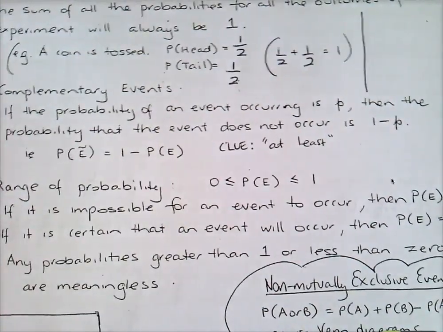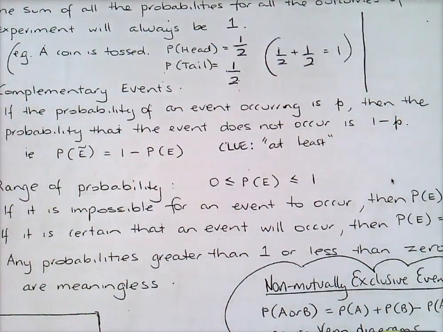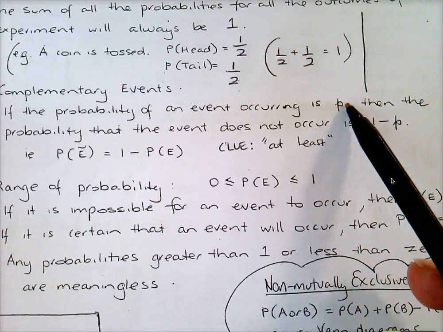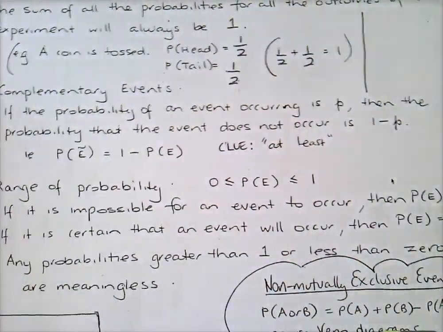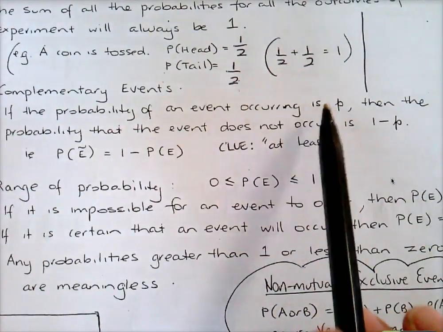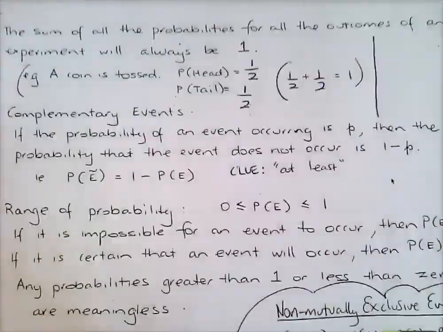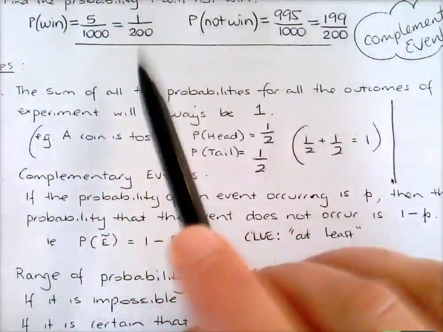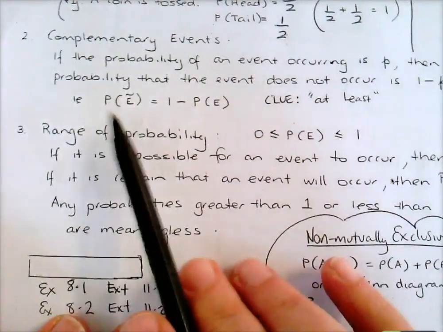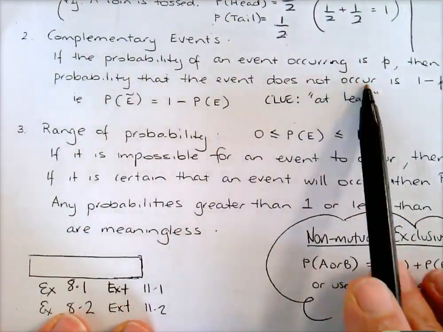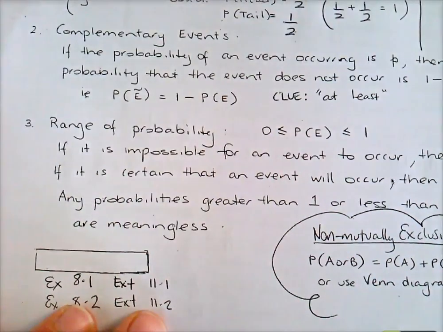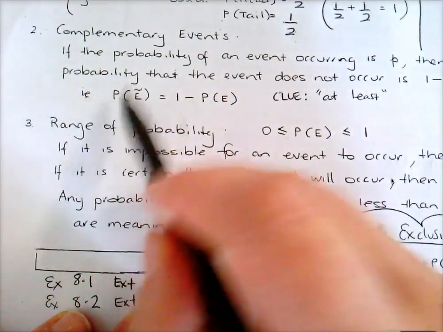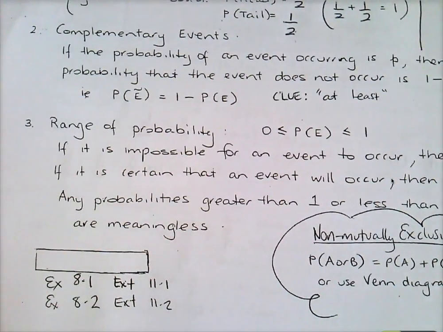All right, complementary events. If the probability of an event occurring is little p, then the probability that the event does not occur is 1 minus p. Now, probabilities always lie between 0 and 1. So this p here is just a fraction or a decimal, as long as it's between 0 and 1. So just like our example up there, the probability of winning was 1 out of 200. So not winning was 1 minus 1 over 200, which is 199 out of 200. Then the probability that the event does not occur is 1 minus p.